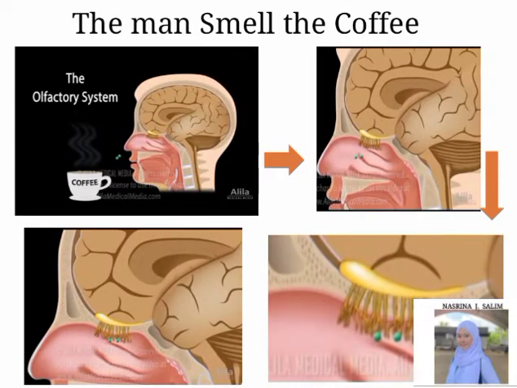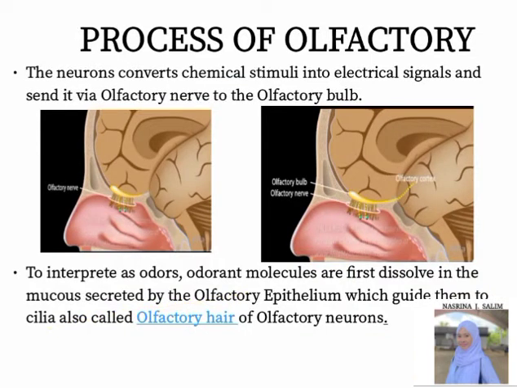The man smelled the coffee. The olfactory system is responsible for the sense of smell, or olfaction. Basically, airborne molecules emitted by an odorant source are detected by olfactory sensory neurons located at the roof of the nasal cavity. These neurons convert chemical stimuli into electrical signals and send them via olfactory nerves to the olfactory bulb, then to the brain, where they are interpreted as odors.